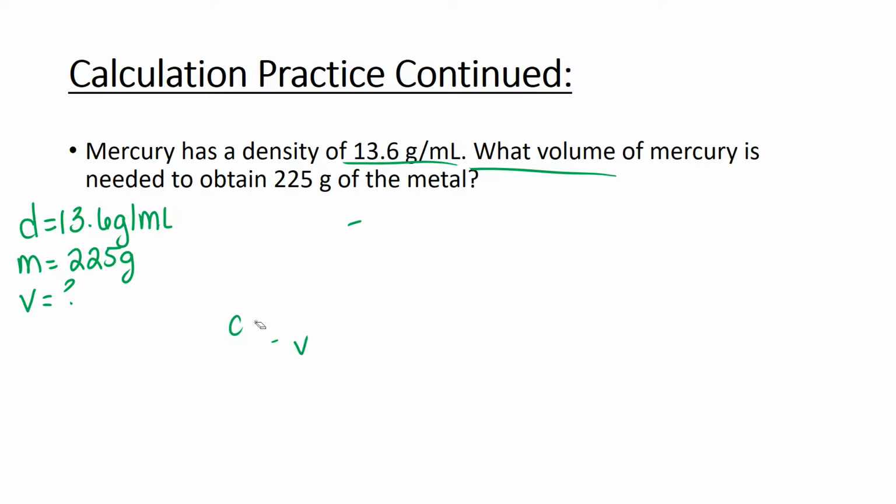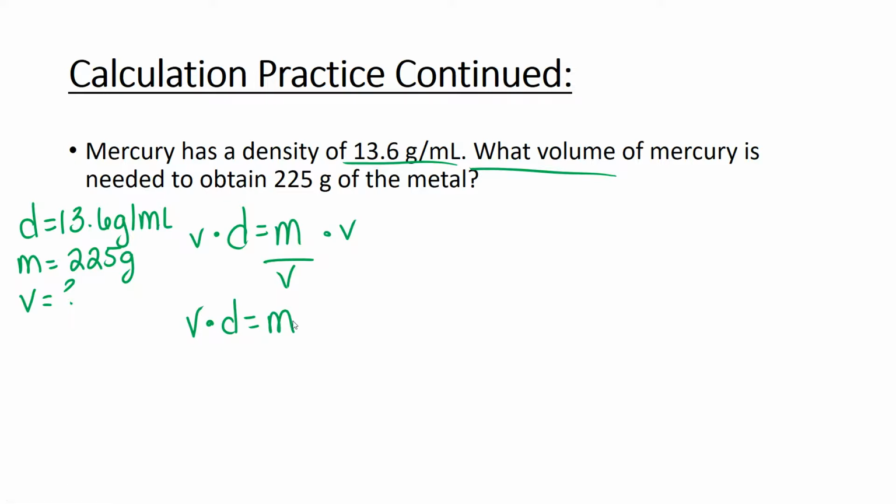The best way to go about that is to start with your base equation: D is equal to M over V. The first thing I want to do is get V out of the denominator by multiplication of the V. So V multiplied by density is equal to mass.